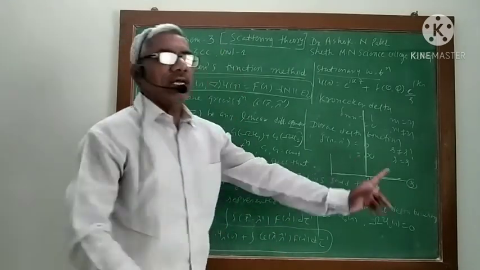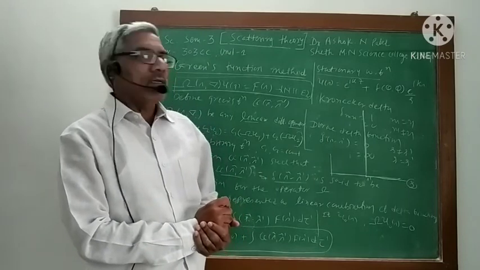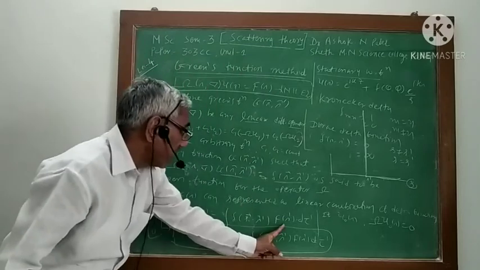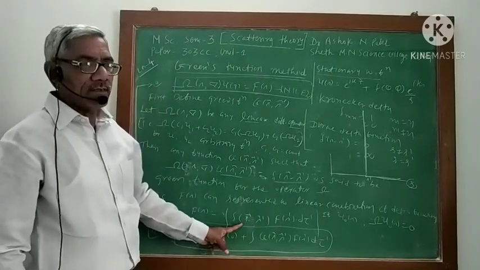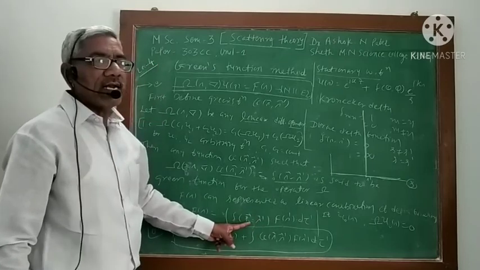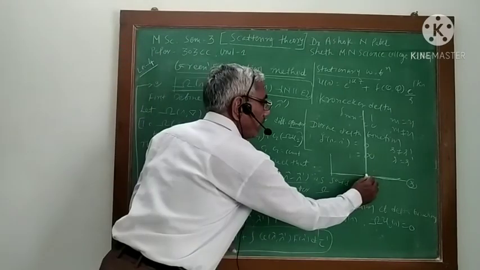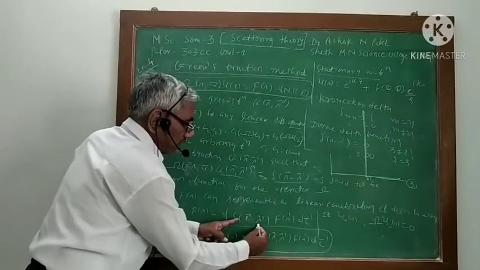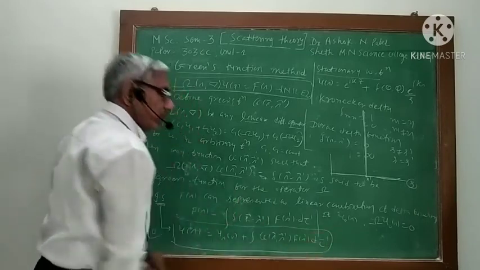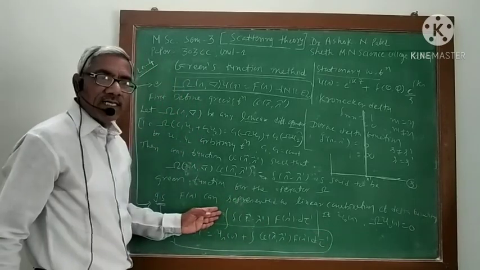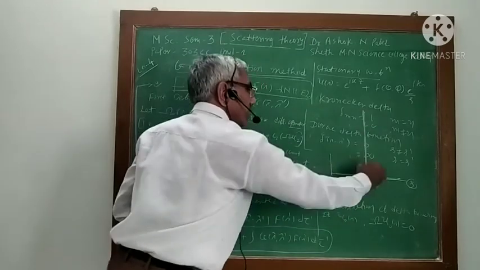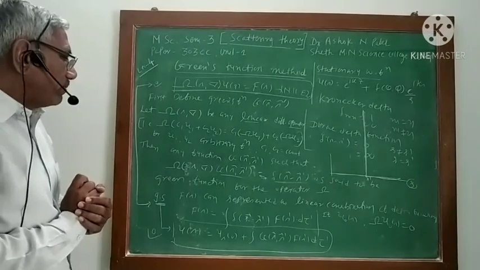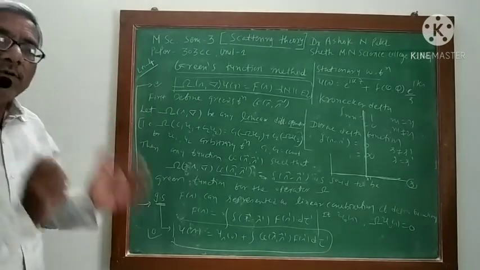This Dirac delta function has a very important property. When I multiply any function with the Dirac delta function, what happens? It will give me the value at this particular point only. For other values, r not equal to r dash, it will be 0. So there is no need to do the integration. When r equal to r dash, it is there and you will get this.